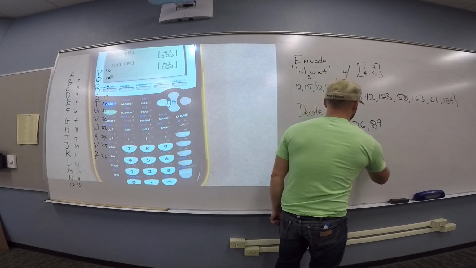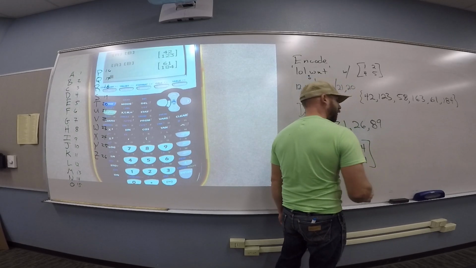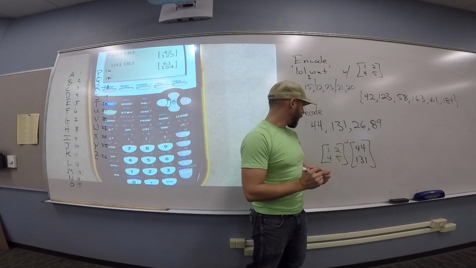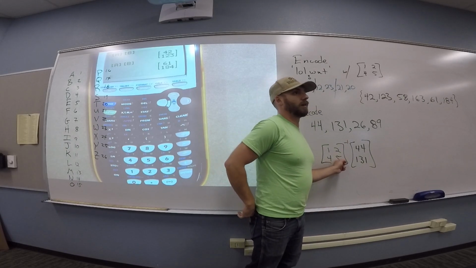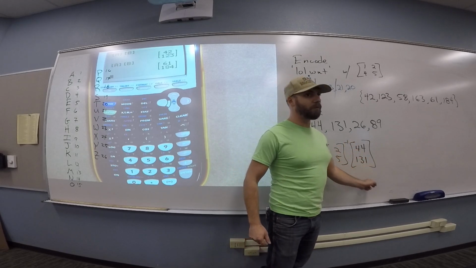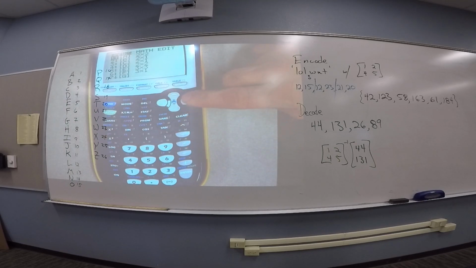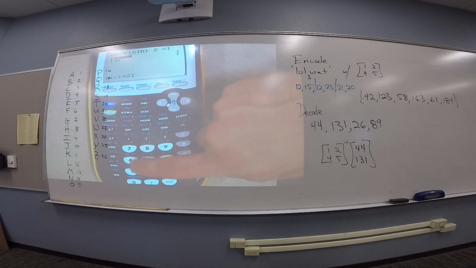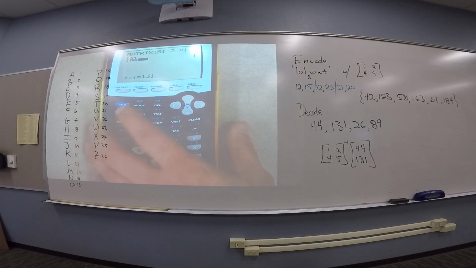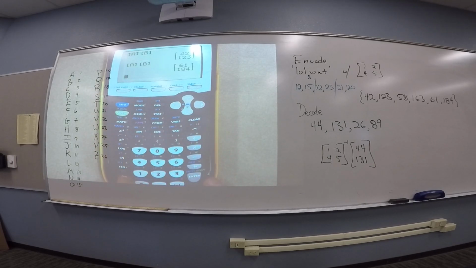So 44, 131 is going to be my encoded pair. And I already have this thing in there, right? I need its inverse, and then I need 44, 131. So I'm going to go back into my matrix and edit my 2 by 1, and I'm going to make my 2 by 1 matrix 44, 131. And then I'm going to quit, and I'm going to do second matrix, get my encoding matrix.